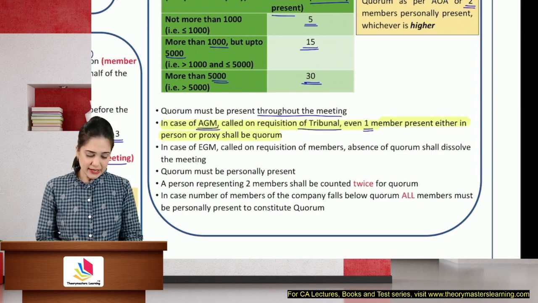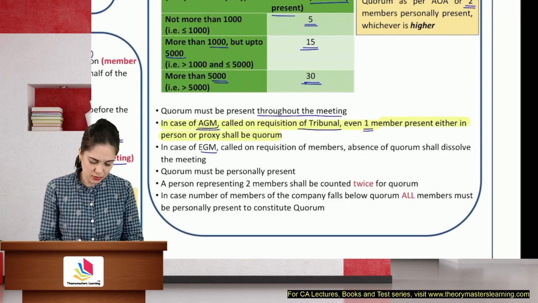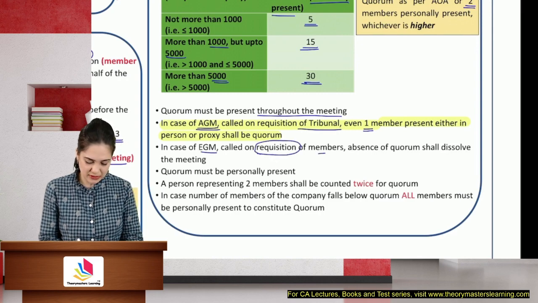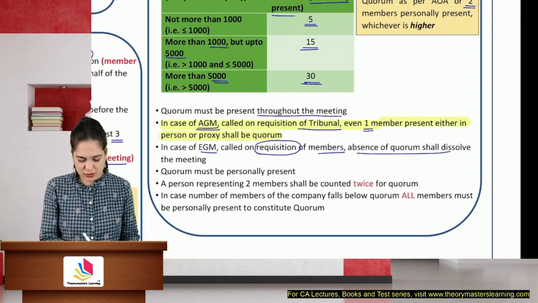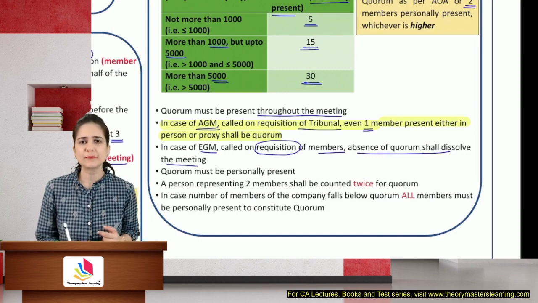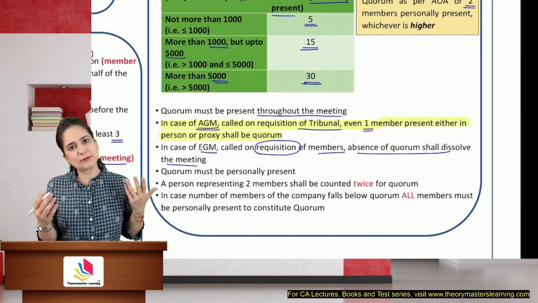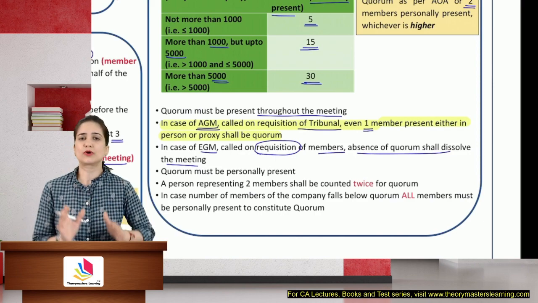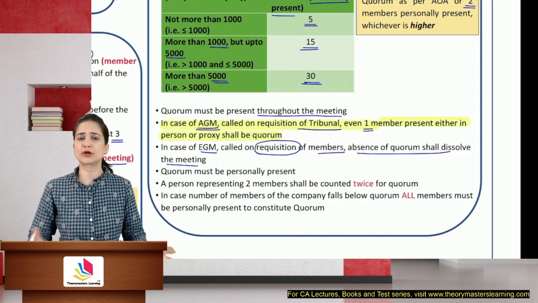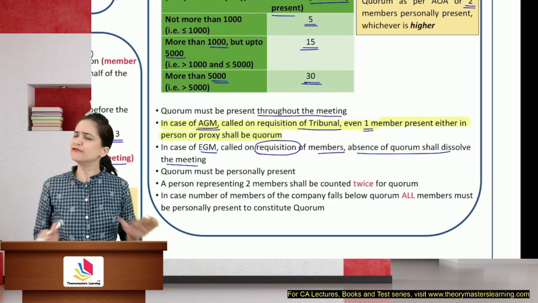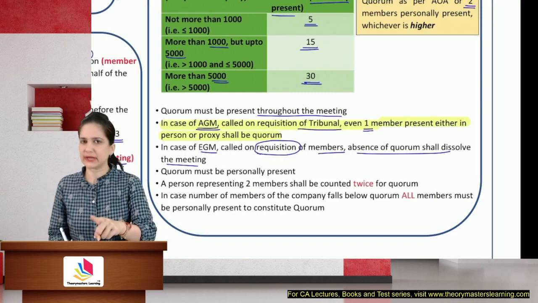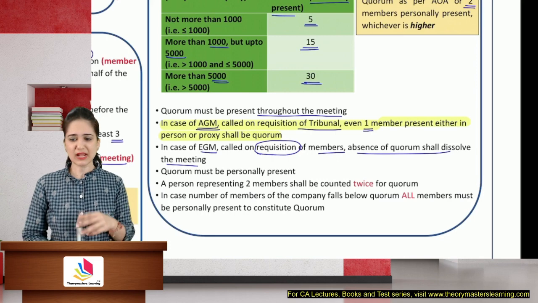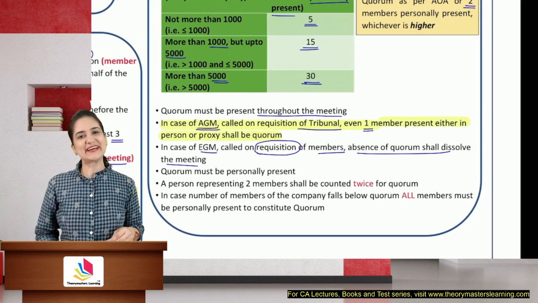All right. In case of an extraordinary general meeting called on the requisition, that is request, of members, absence of quorum will dissolve the meeting. This we had studied earlier also. You call the meeting and you don't come to attend the meeting. If it is a meeting called on the requisition of members, and the quorum is not present, it will be dissolved. We will not adjourn it. But what if the board of directors have called an EGM and the quorum is not present? Then it will be adjourned.